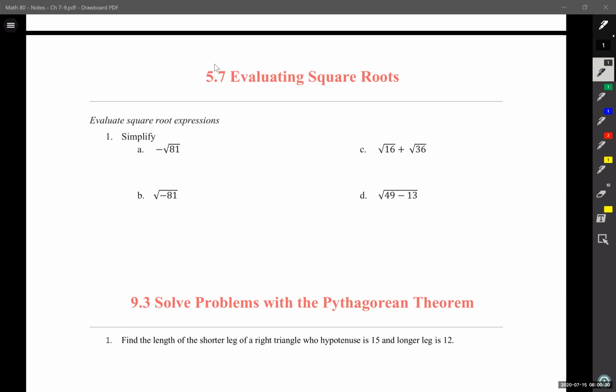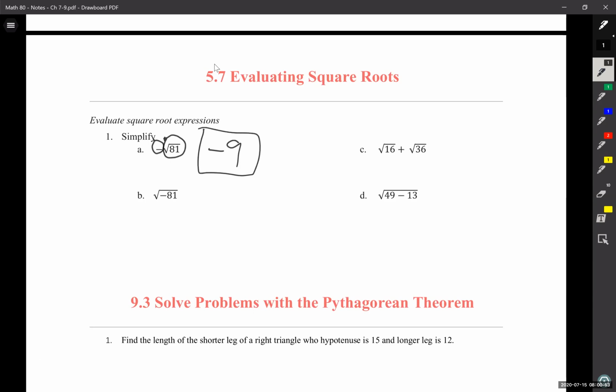So the square root of 81, that is inside right there. The negative is outside, so I will deal with the negative second. So I'll deal with the negative later if I need to. The square root of 81 is 9. All right, that's it. There's nothing else to do. I get the opposite of 9.